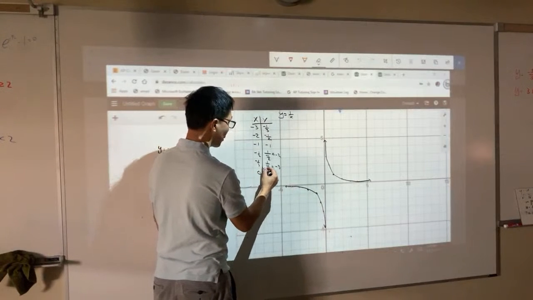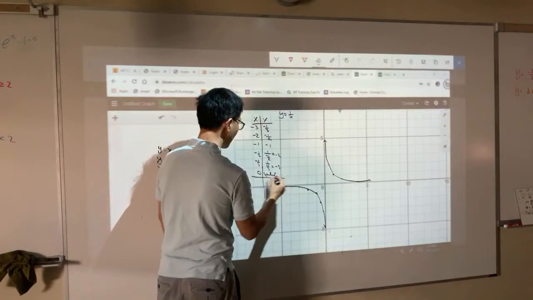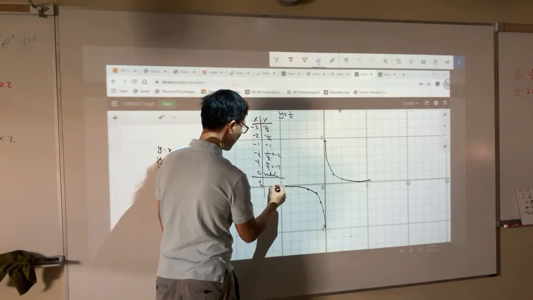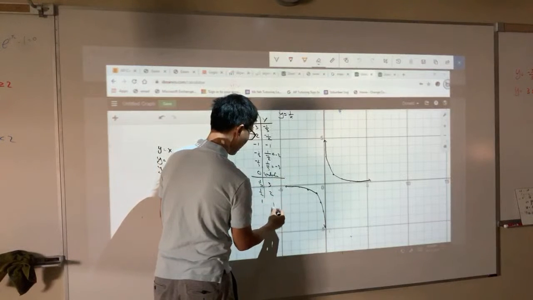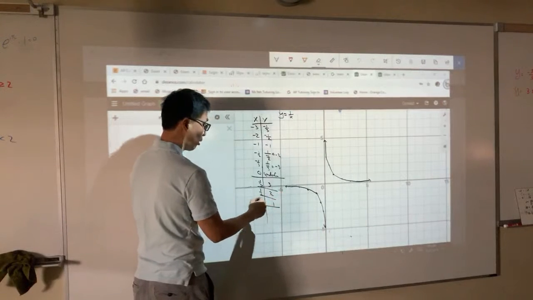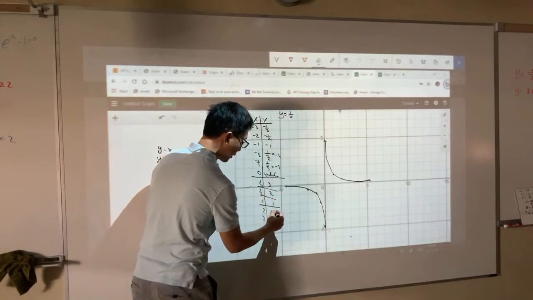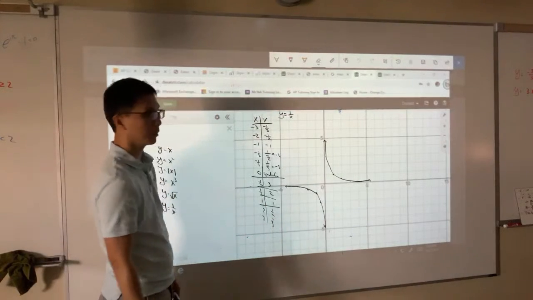If you plug in 0, it's going to give you undefined. And if you plug in 1 over 3, it's going to give you 3. 1 over 2 is going to give you 2. 1 is going to give you 1. And then the values 2 and 3 are going to give you 1 over 2 and 1 over 3. And that's how we come up with this.